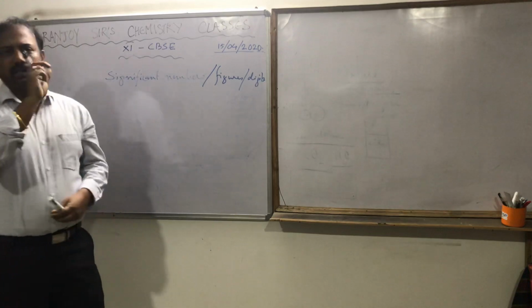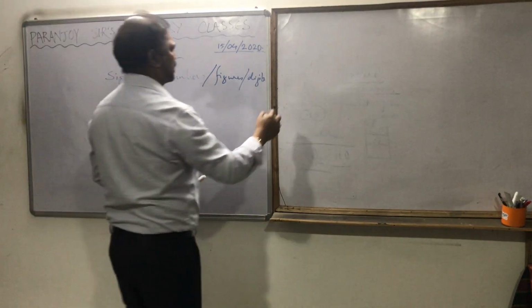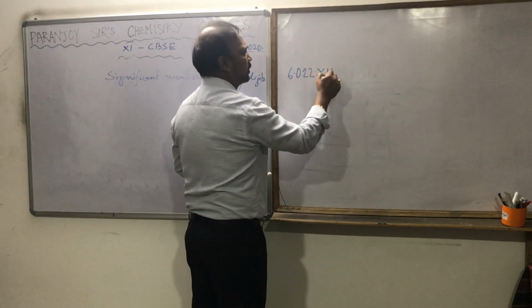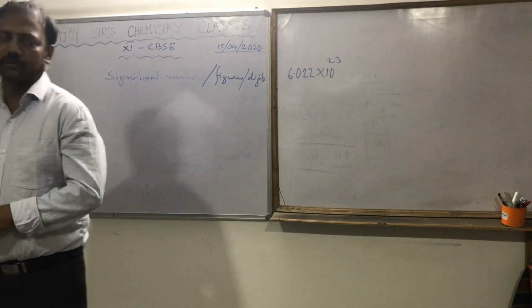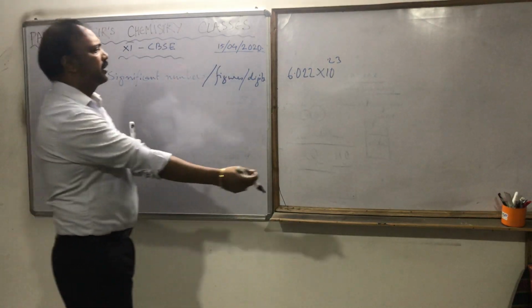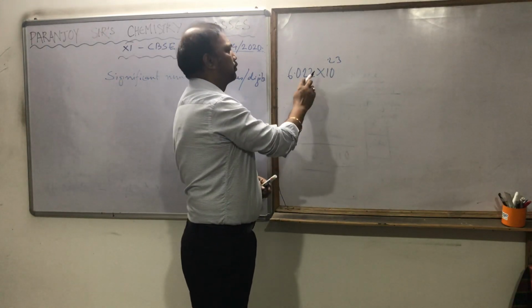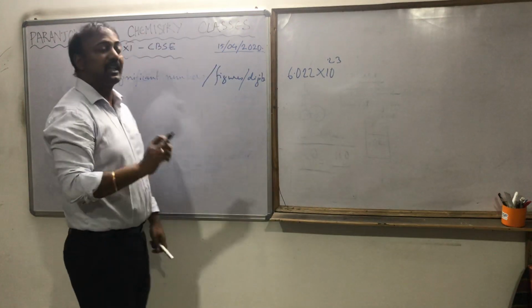Now whenever we write some number, suppose I am writing 6.022 × 10^23. All of you know this number, that is why I wrote it. That's Avogadro's number. Now out of this, will all the digits written here, 6, 0, 2, 2, 1, 0, 2, 3, be significant or not?